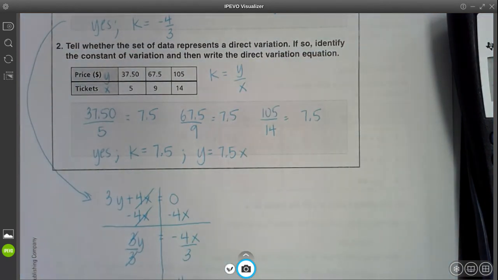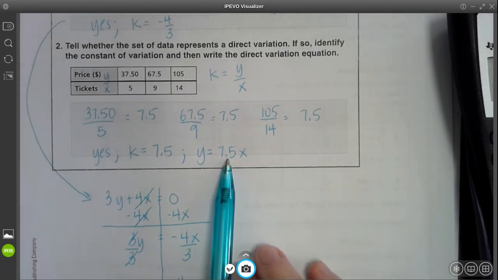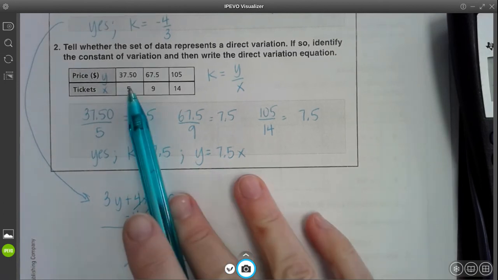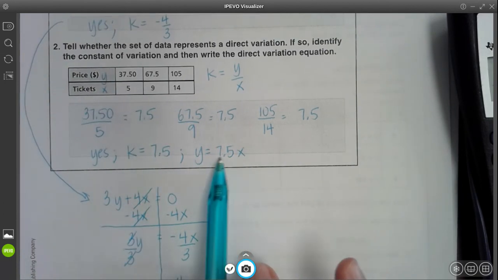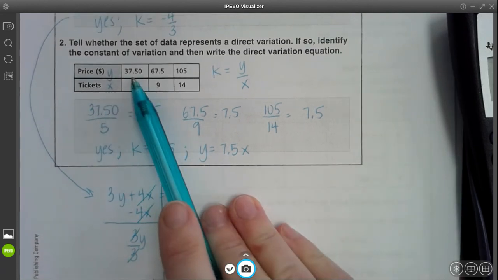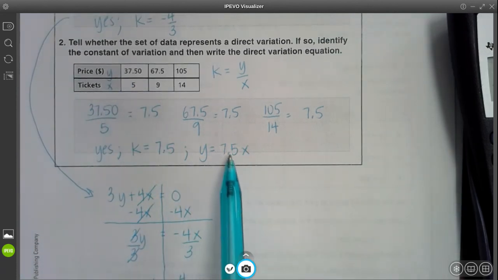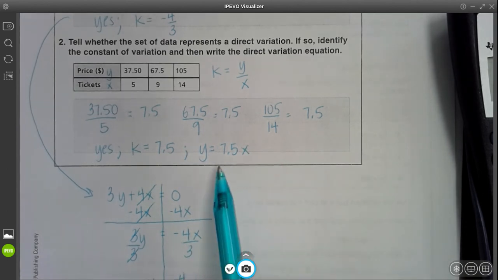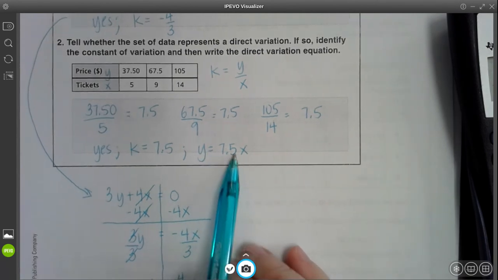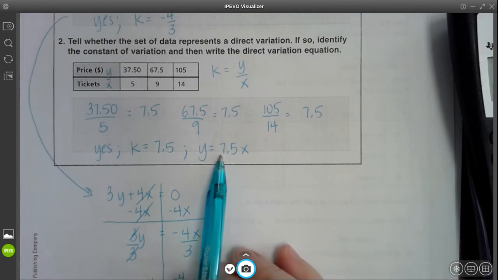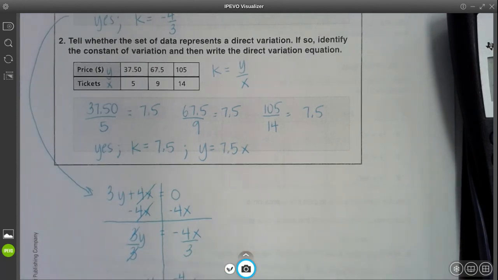So y equals 7.5x. So this would represent the amount that it costs per ticket. So for example, 5 times 7.5 would be $37.50. So it's $7.50 for each ticket. So I could use this equation to figure out how much it costs for 7 tickets or 8 tickets or 12 tickets. Okay, that's the point. Also, this would be the slope of the line if I were to graph that in a coordinate plane.